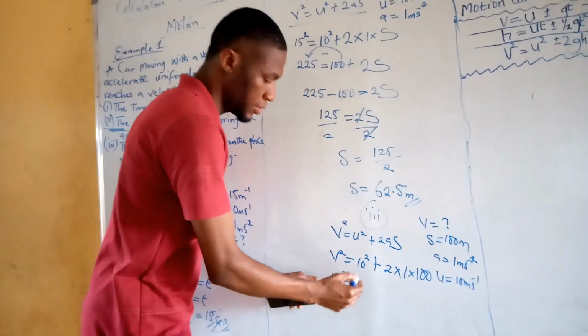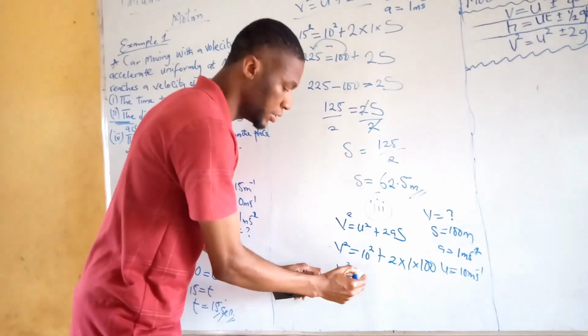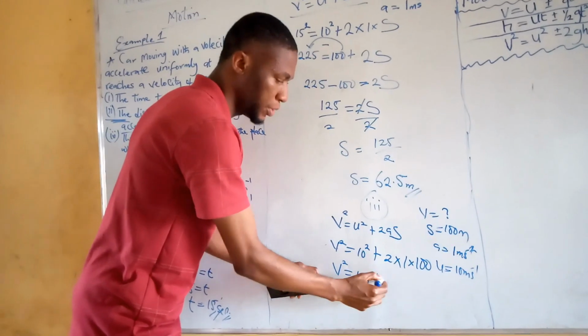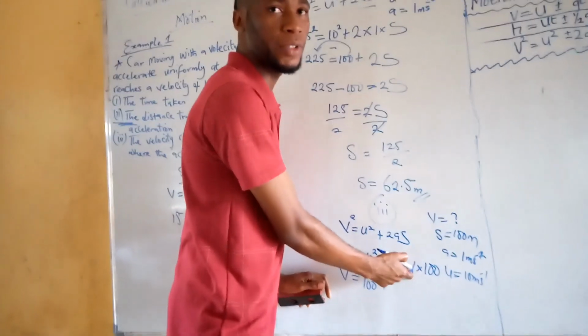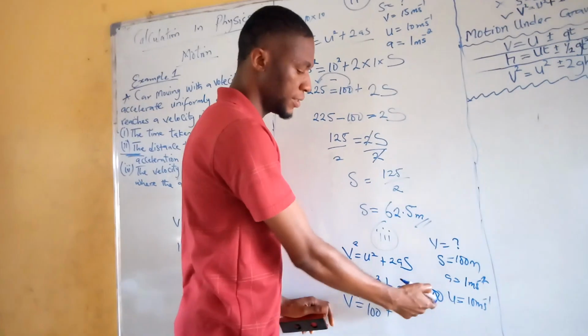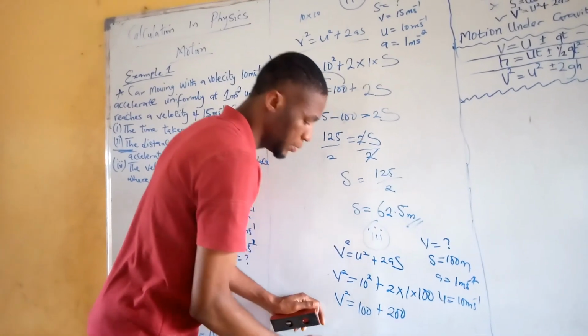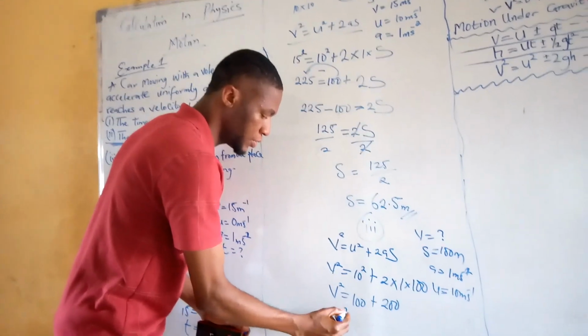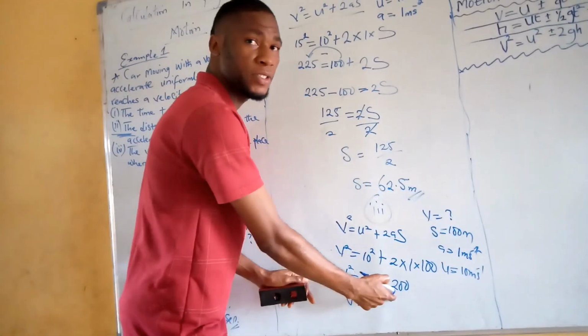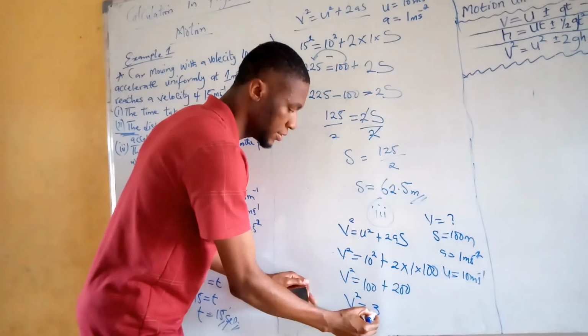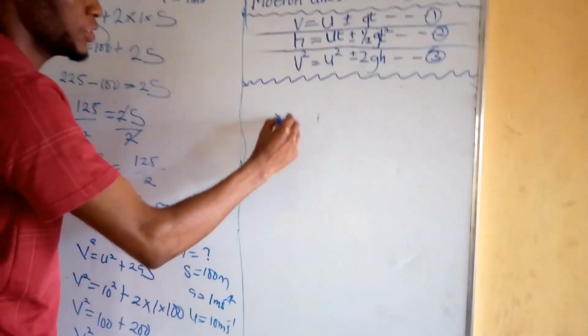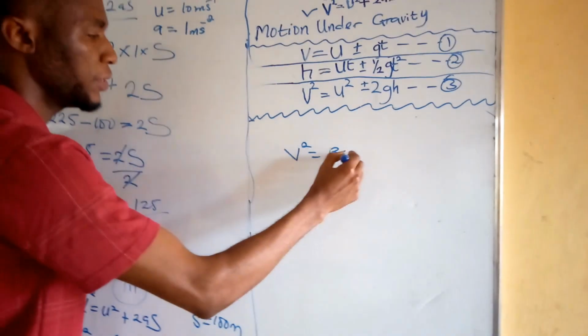which is equal to 10 square, which will give us 100, plus 2 times 1, which is going to give us 2. 2 times this is going to give us 200. So we have v square is equal to this plus this, which is going to give us 300. V square is equal to 300.